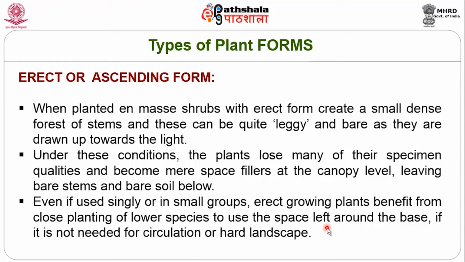So, when planted en masse, shrubs with erect form create a small dense forest of stems, and these can be quite leggy and bare, and they can be drawn up towards the light. Under these conditions, many of the plants lose their specimen qualities and become more space fillers at the canopy level, leaving bare stems and bare soil below. So, you can see that above the ground level these kinds of forms occupy the space, whereas the lower level below canopy level will be more or less bare. So, we could use proper plants to fill up those kinds of spaces.